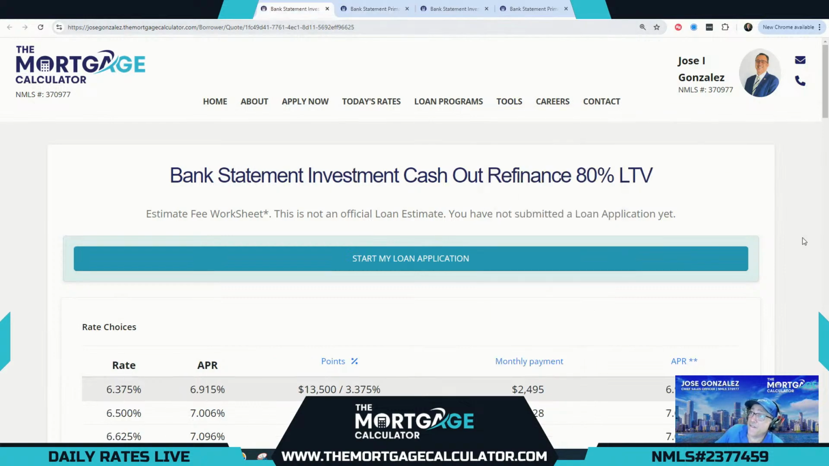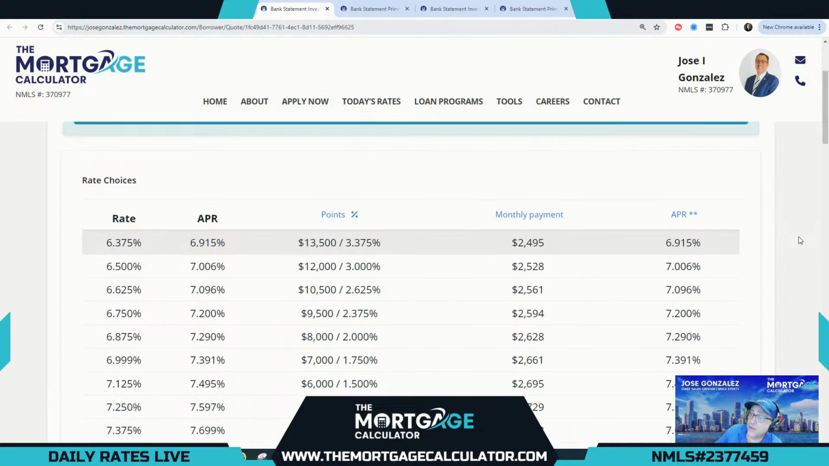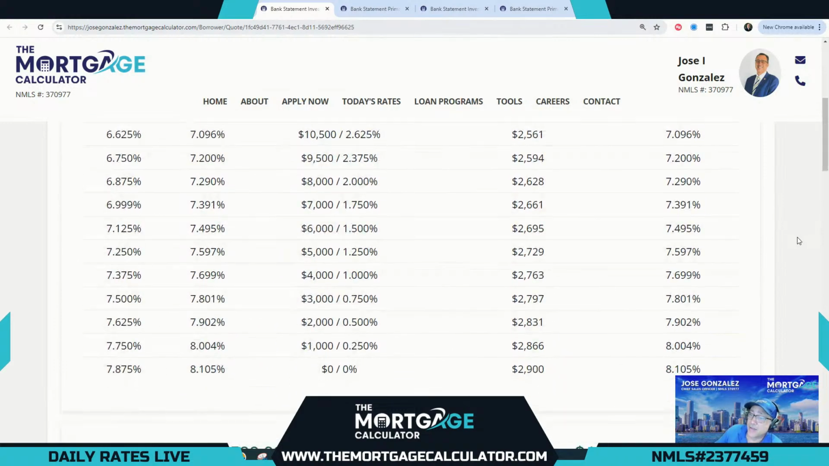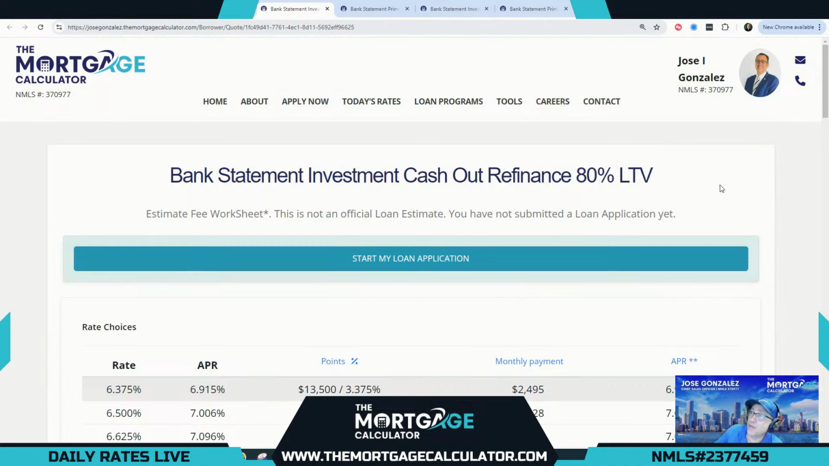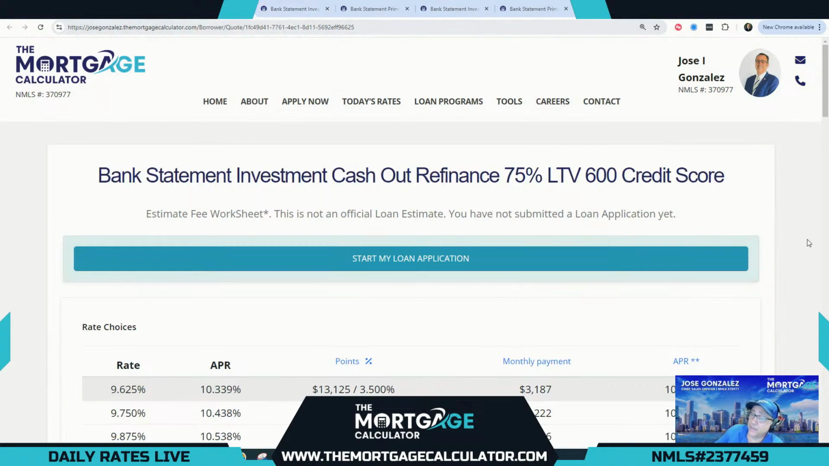And our investment cash out option is 80% max LTV as well. And look at those rates. 7.875 is at par, and we can buy that down all the way to an amazing, and this is not a typo, folks, 6.375. Wow, bank statement investment, 80% LTV. That one is with a 5-year prepaid.